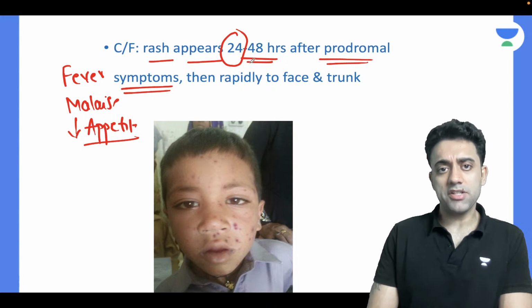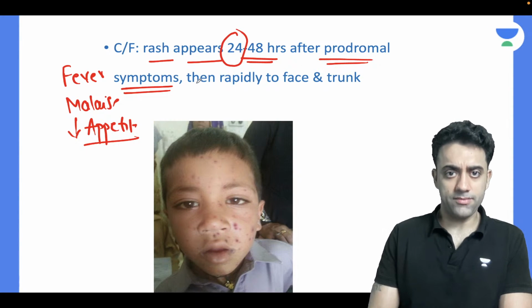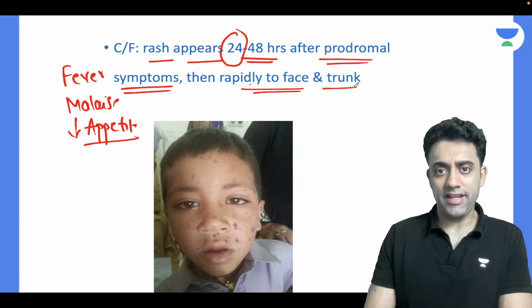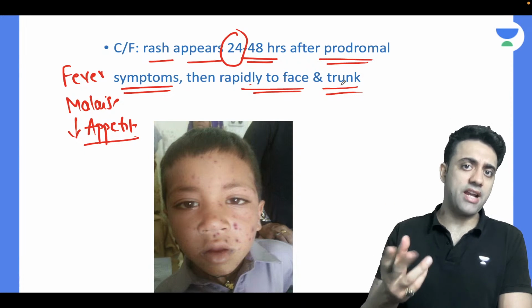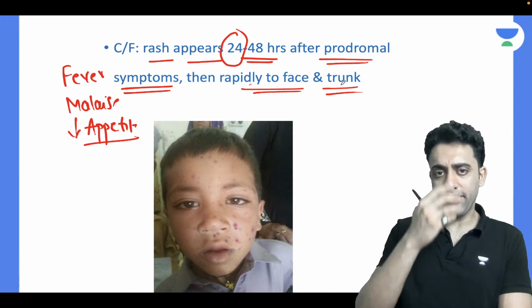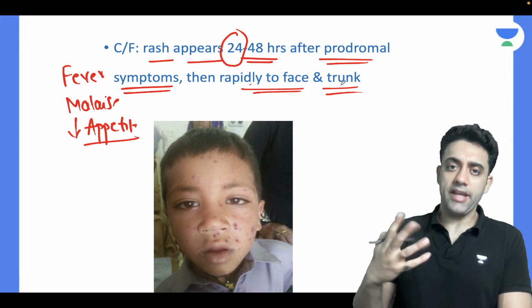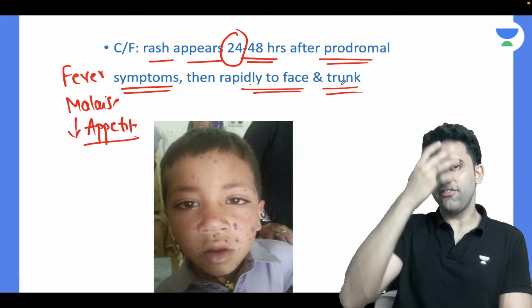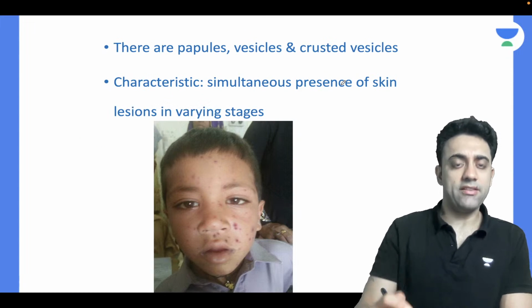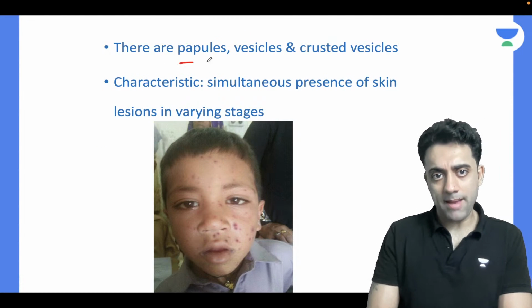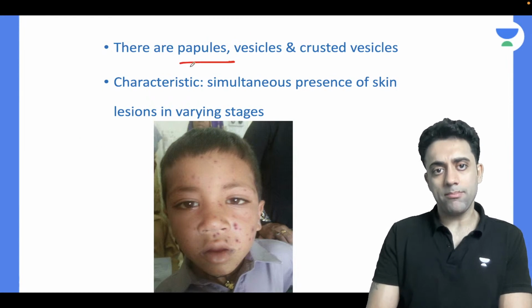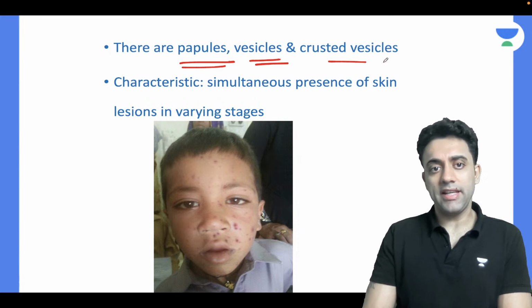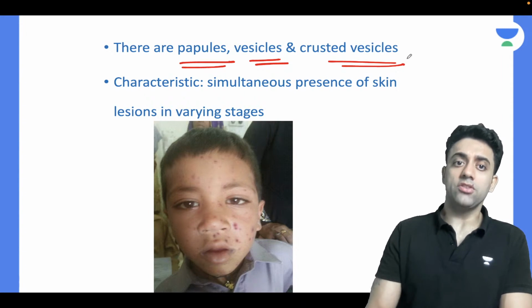So the rash appears 24 to 48 hours after the prodromal symptoms, then rapidly spreads to the face, same like measles. See, the measles rash was behind the ear, then the face, then the trunk, and then the body. Here, in chickenpox, it is not behind the ear, it goes rapidly to the face and then the trunk. And very important, everyone knows, there is macule, then papule, then vesicle, and then they get crusted. So that's what.